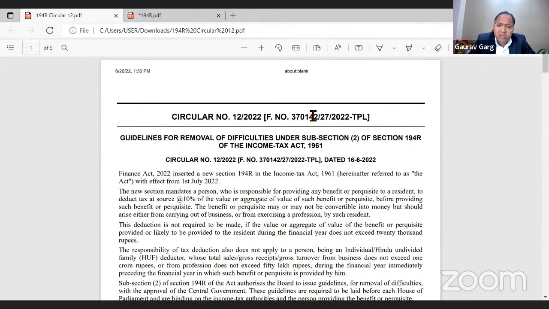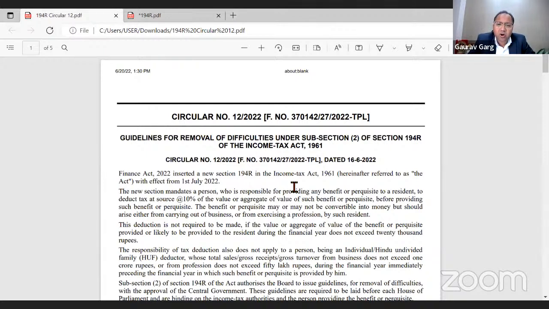Then we have question number 6, which is applicable, which specifically addresses the case of media influencer, and we can expand it to other scenarios also. Then we have question number 7, which talks about reimbursement, that whether this 194R would be applicable on reimbursements or not.